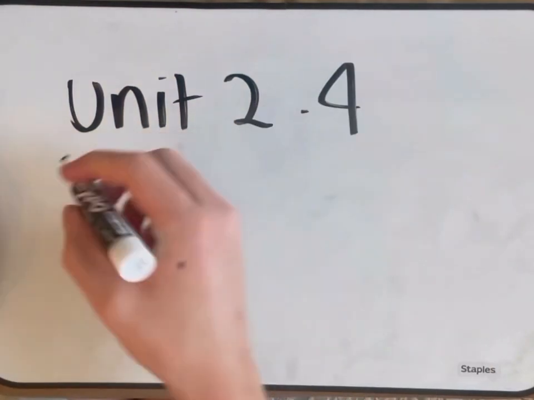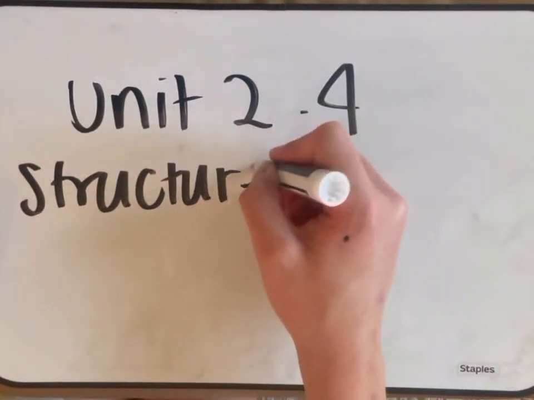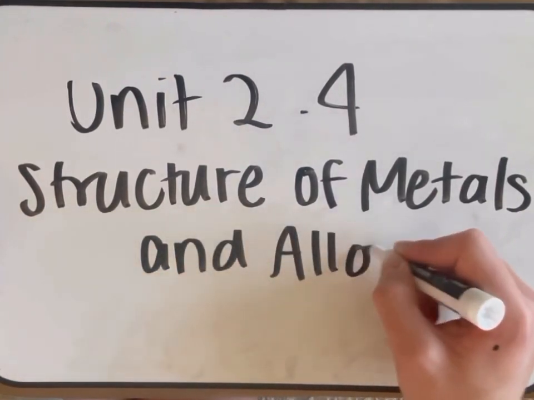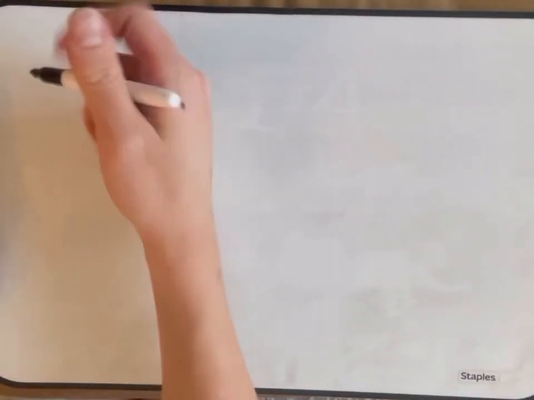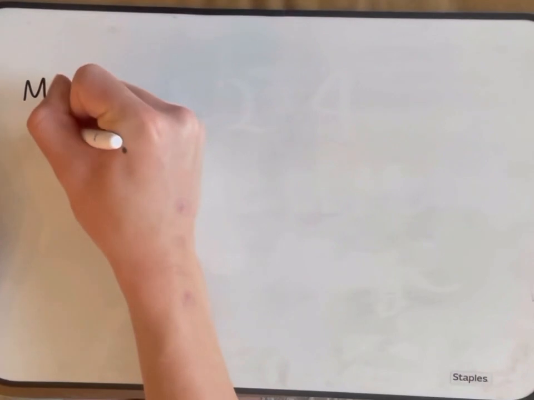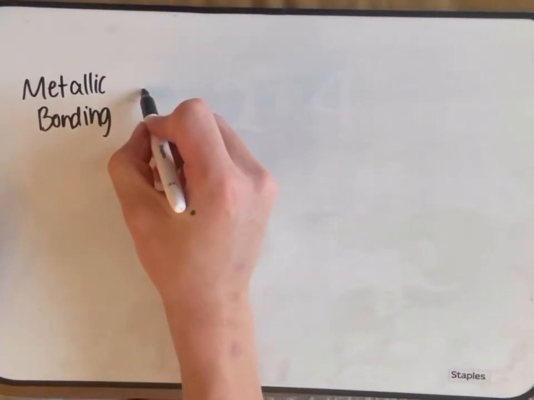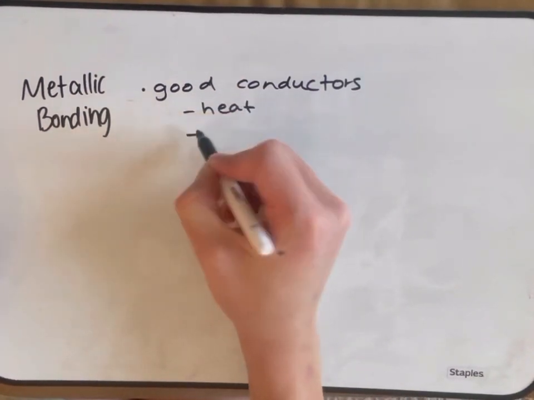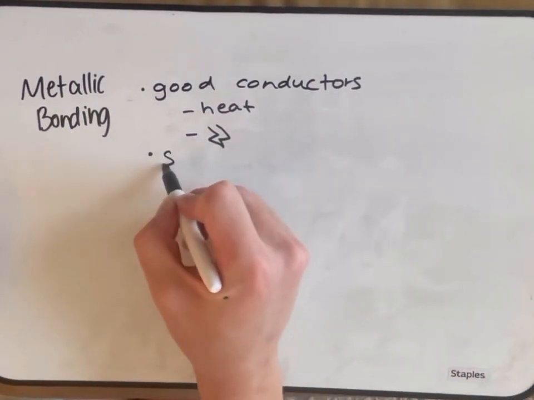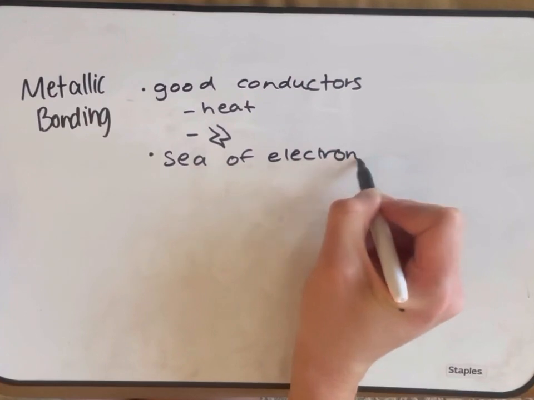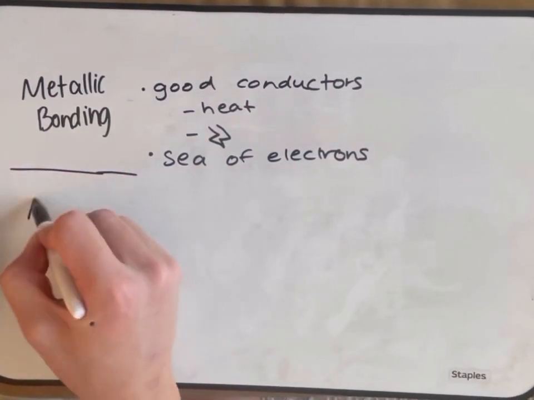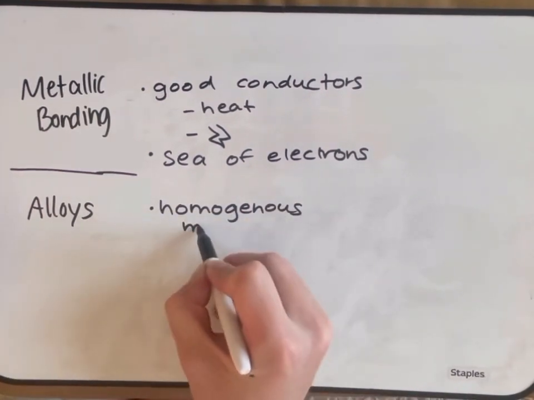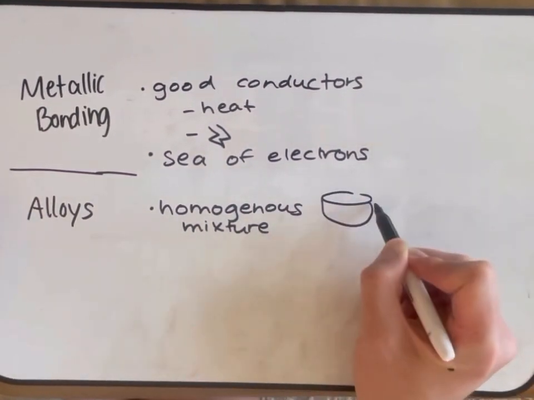Okay, so now we're going to talk about Unit 2.4, structure of metals and alloys. So metallic bonding consists of good conductors of heat and electricity. As we talked about before, there's a sea of electrons that we see, but alloys are a little bit different. Alloys are homogeneous mixtures.